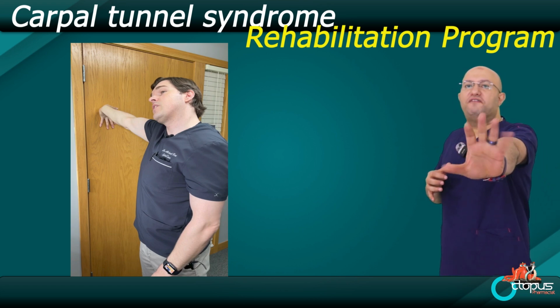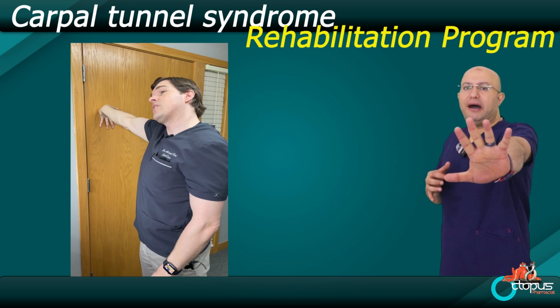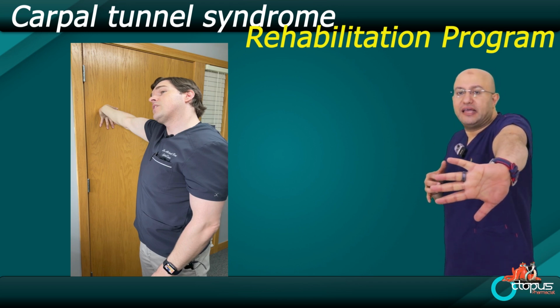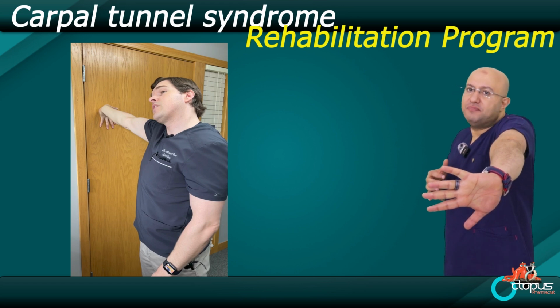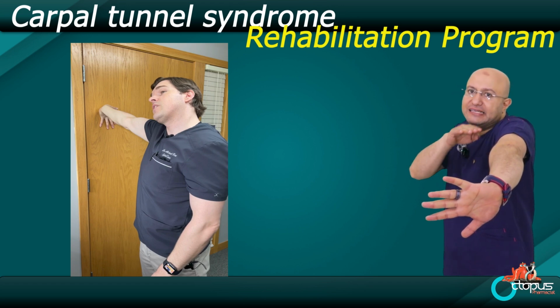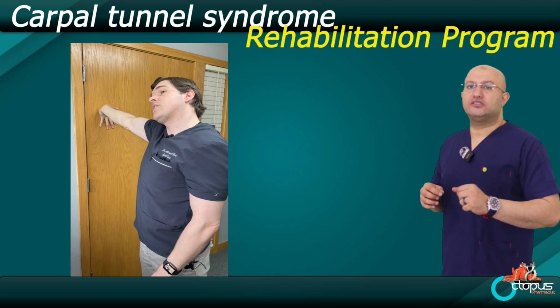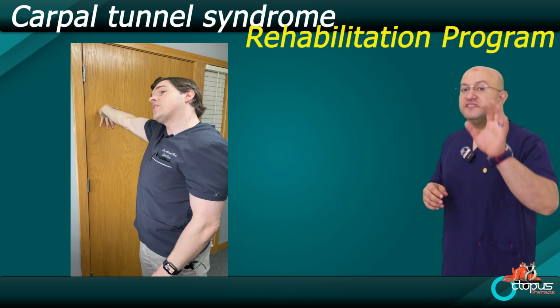Exercise 1, Wrist and Neck Stretch. Purpose: to relieve pressure on the median nerve and improve wrist flexibility. Steps: place your hand firmly against a wall with fingers spread wide. Slowly bend your wrist backward, extending your fingers outward.